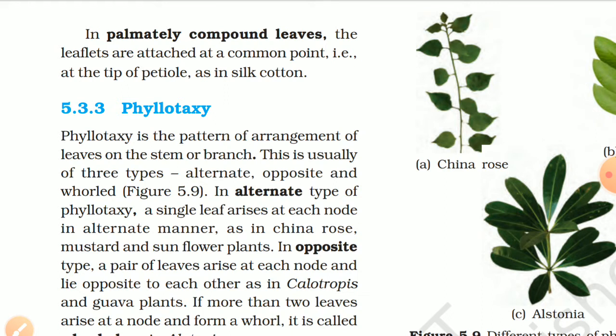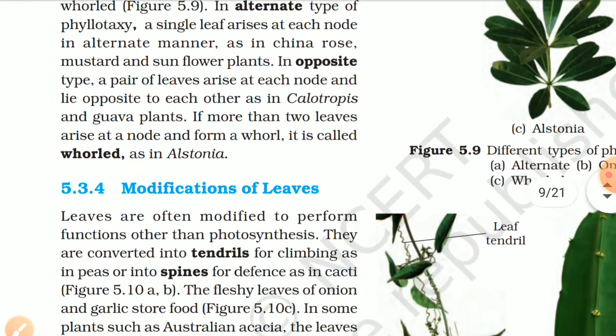5.3.3 Phyllotaxy. Phyllotaxy is the pattern of arrangement of leaves on the stem or branch. This is usually of three types: alternate, opposite, and whorled. Figure 5.9. In alternate type of phyllotaxy, a single leaf arises at each node in an alternate manner, as in China rose, mustard, and sunflower. In opposite type, a pair of leaves arises at each node and lies opposite to each other, as in Calotropis and guava plants. If more than two leaves arise at the node and form a whorl, it is called whorled, as in Alstonia.